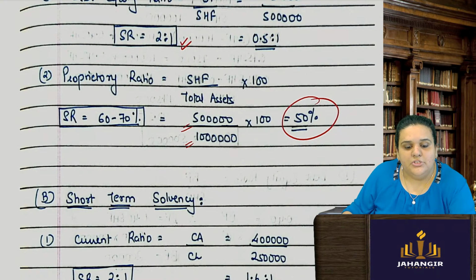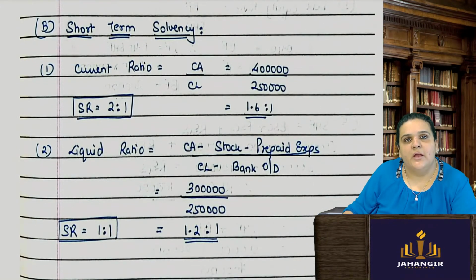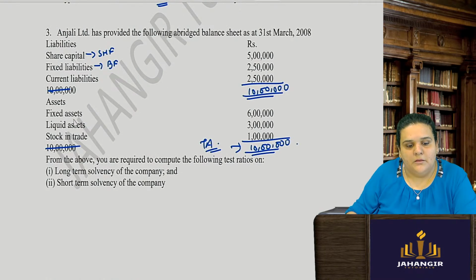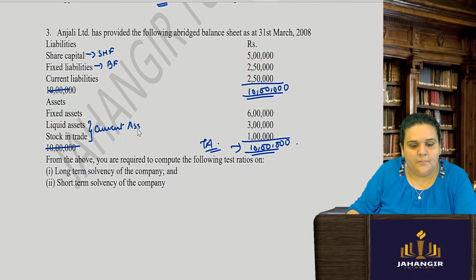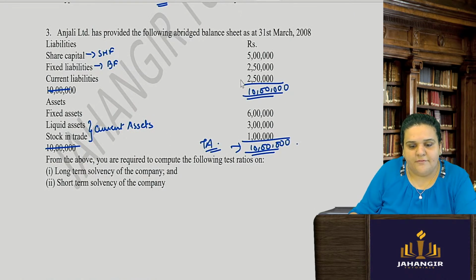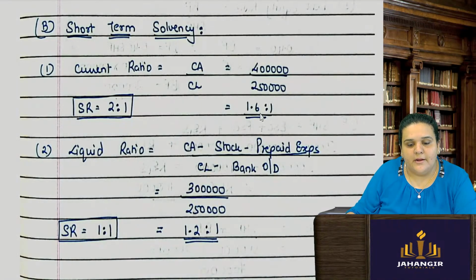Okay. Short-term solvency. Current ratio and liquid ratio I can find, with the help of all the details given. Current ratio is current assets upon current liabilities. Both is given to me. I have been given liquid assets and stock in trade. So if I add these two, it will become current assets. Current assets will be 4 lakhs. Current liabilities is given to me as 2,50,000. So my current ratio is 1.6 is to 1.